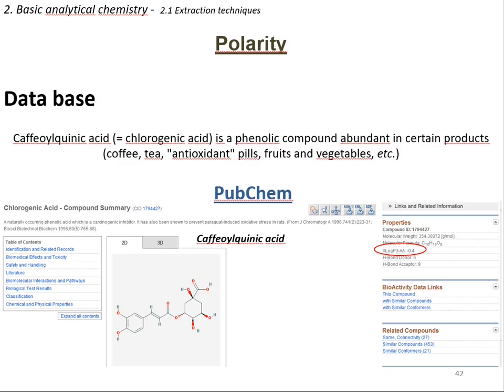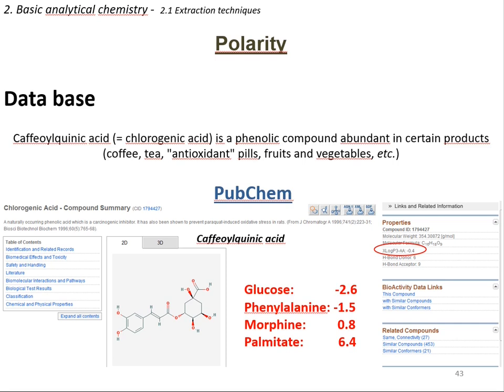So there is an important database, which is PubChem. In PubChem, you can find a lot of information about many compounds. And well, it's quite reliable. You can use it to have some basic information like the structure of the molecule, but also its physicochemical properties, such as the XlogP here. And this is a molecule of caffeoylquinic acid. It's a very common molecule in plants.